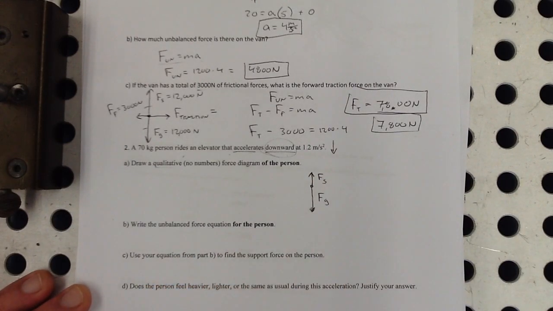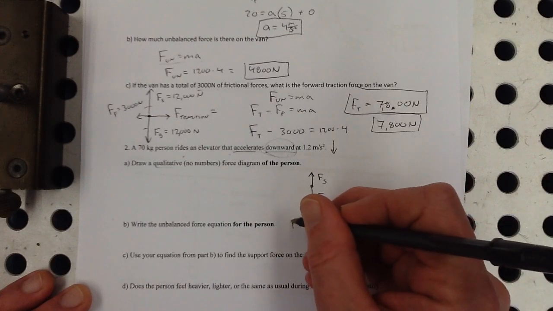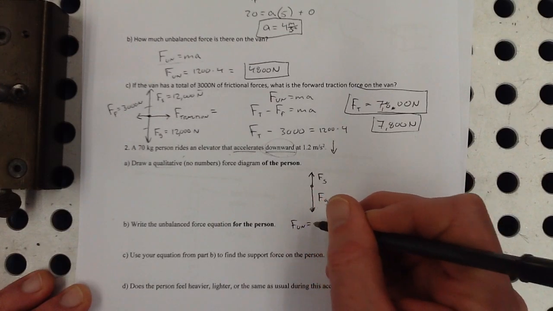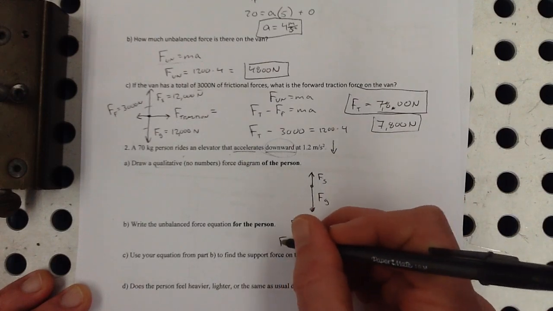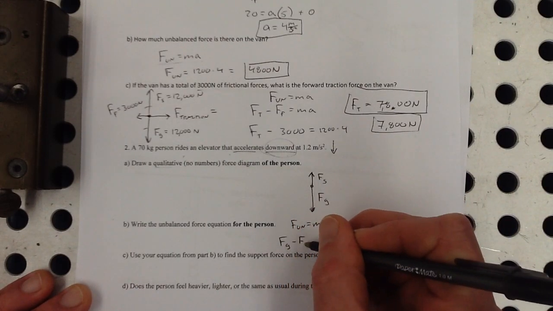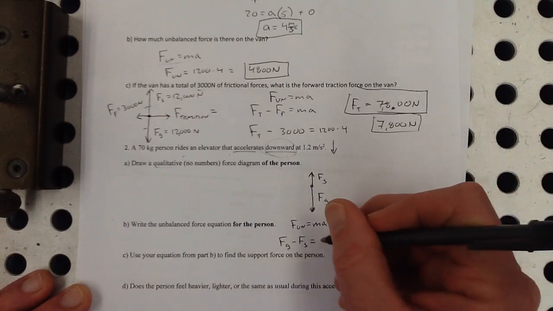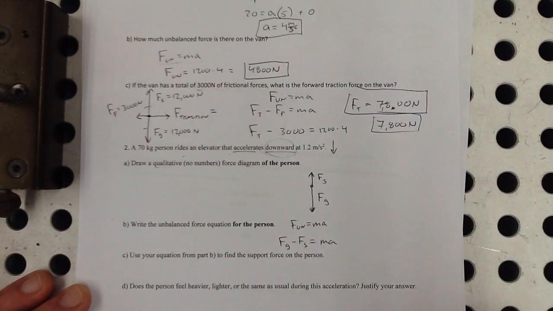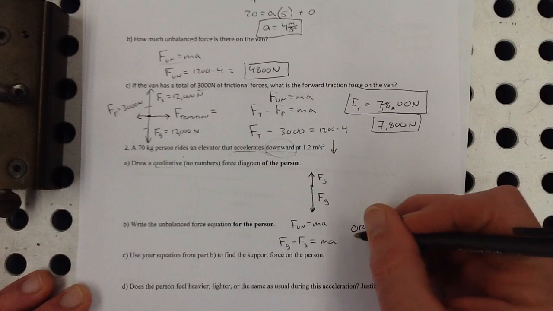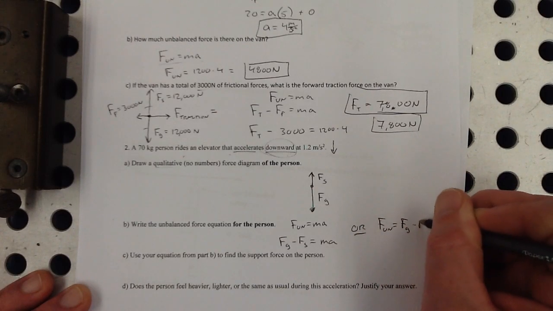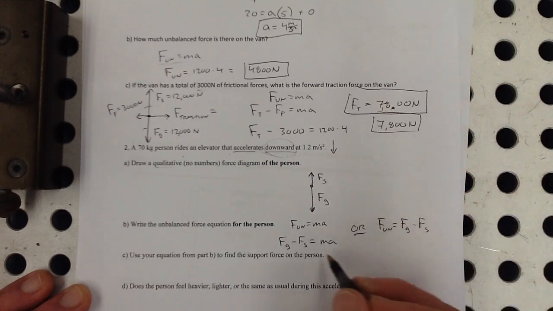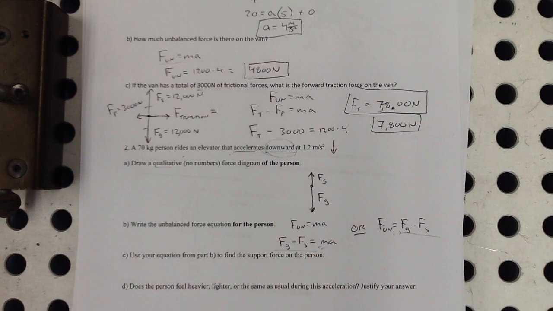Unbalanced force equation for the person. A couple different things I'd take as being correct for that. Unbalanced force is equal to the force of gravity minus the support force. That would be fine. I would also accept it written with the terms in the equivalent alternate arrangement. So either of those two would be fine, as long as it's got that. That's the key right there: the gravity minus support force.